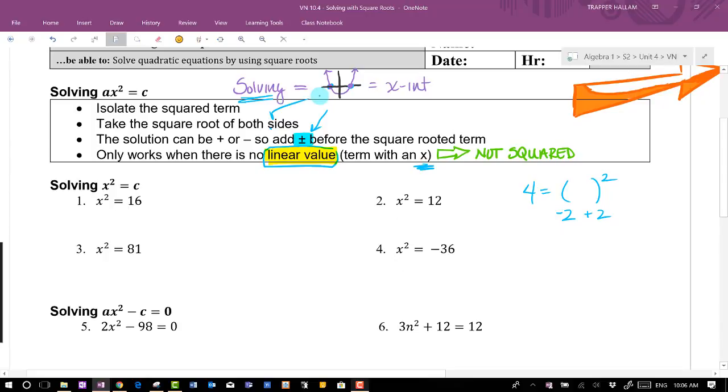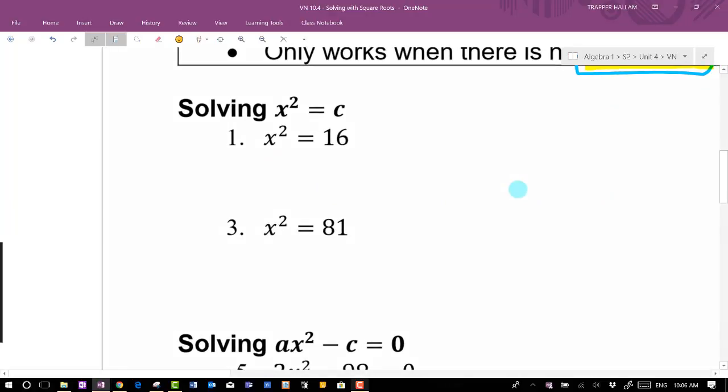Okay, so now that we've got that down, let's see what this looks like. Here is the form: if we just happen to have an x squared and it's equal to 16, we can use square roots to find out what x is equal to. Remember, that's x squared. We don't know what x is, but x squared is equal to 16. What x value is equal to that?